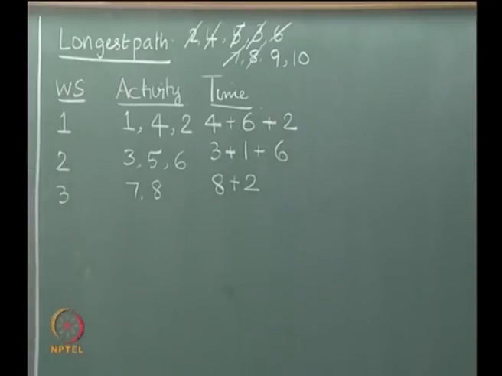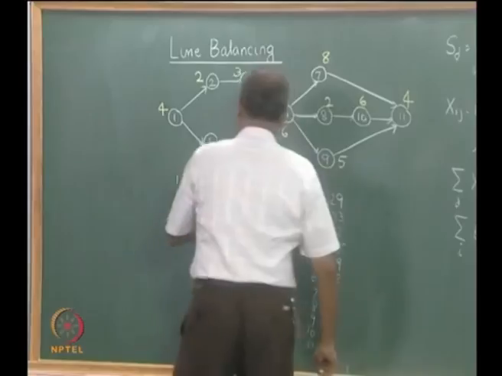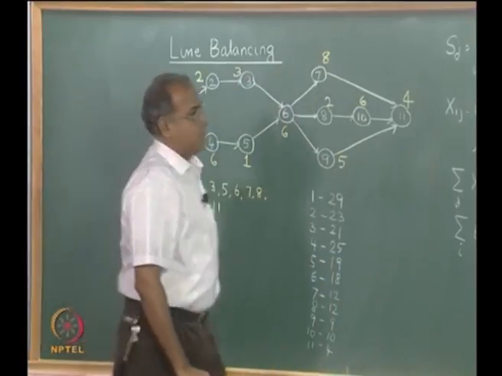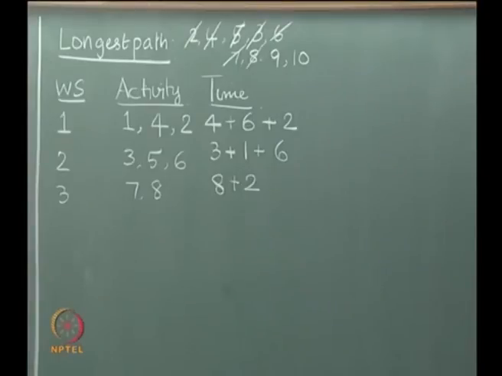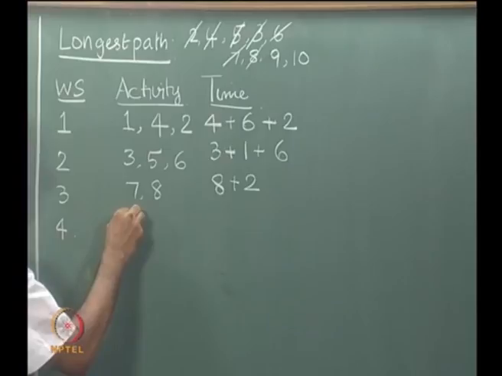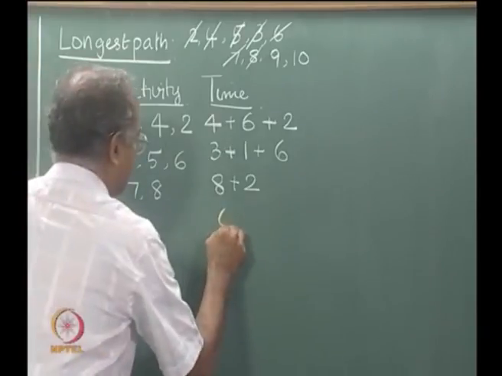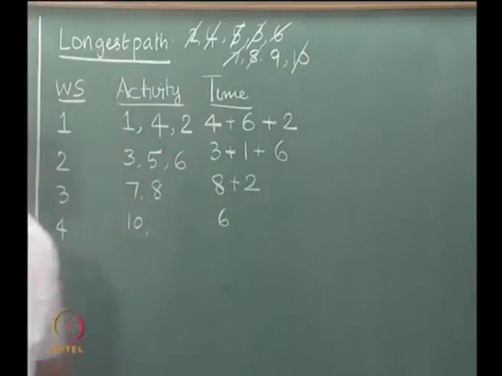Now, between 9 and 10, we look at this order and realize that 10 comes ahead of 9. Now, we cannot add 10 there. So, create a fourth workstation and then put 10 here with time equal to 6. So 10 goes.